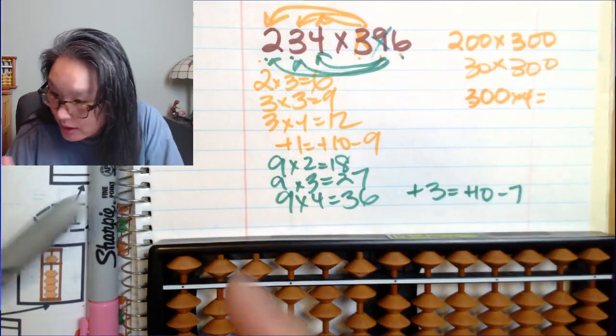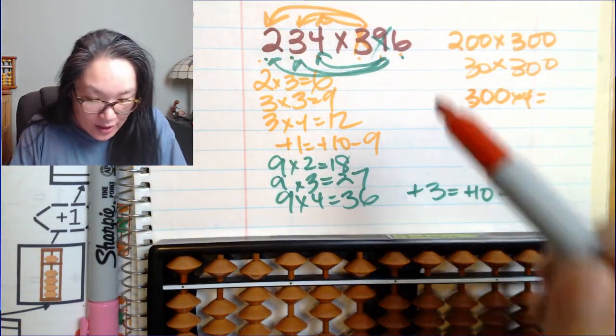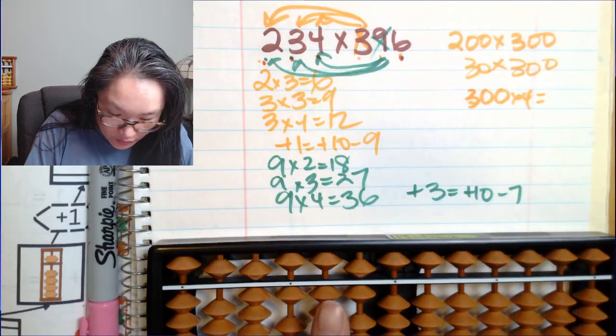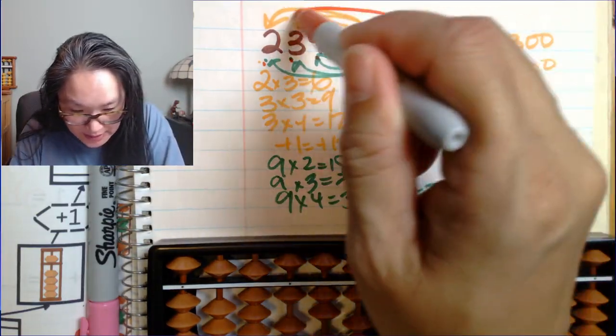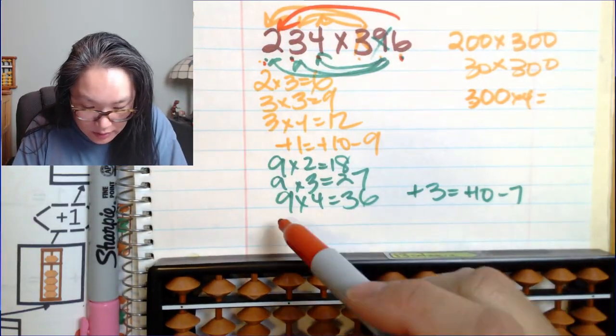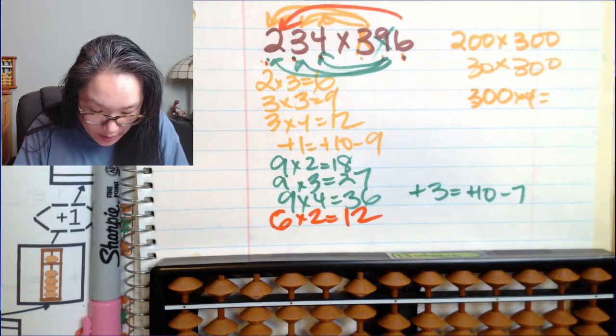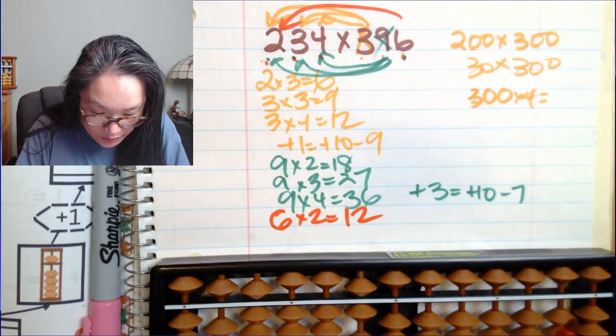Now I got to change another color, right? And I got to count again. 1, 2, 3, 4. So what am I going to do? 6 times 2 is 12. I add 1, I add 2.